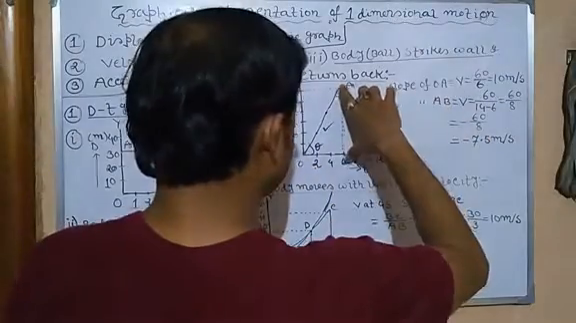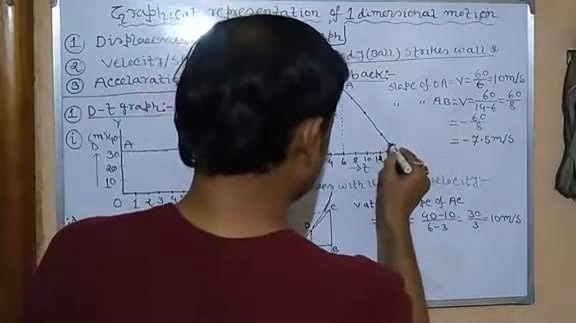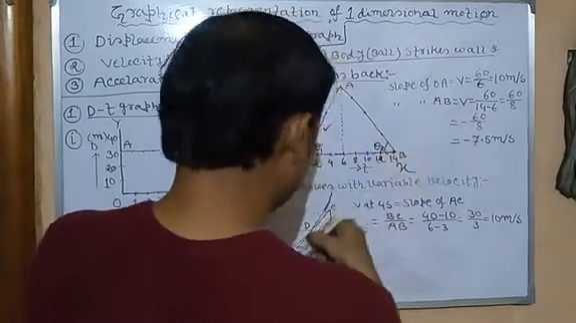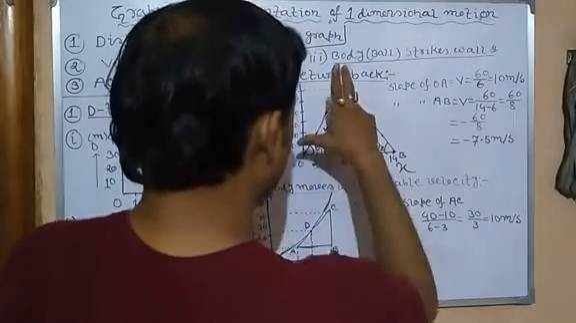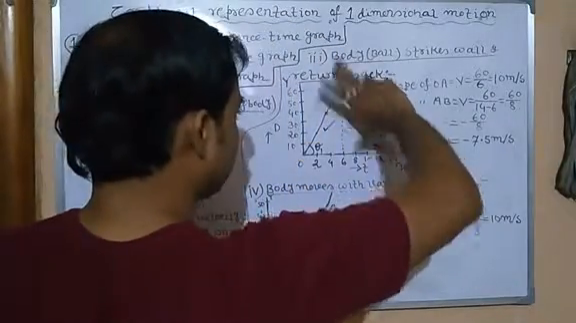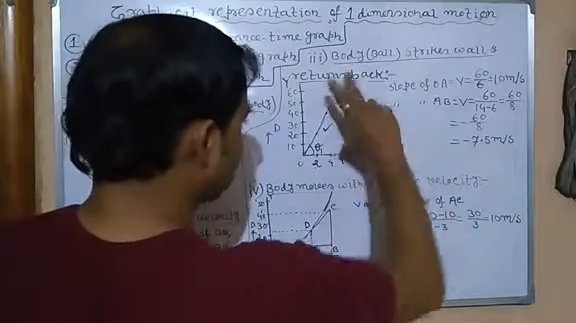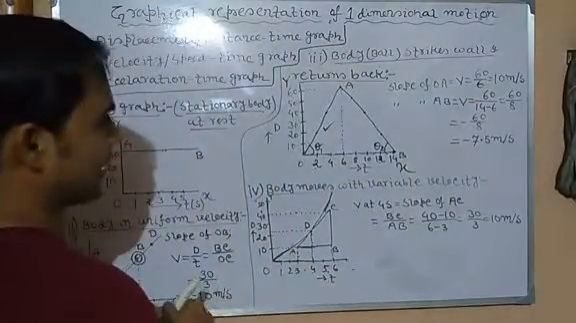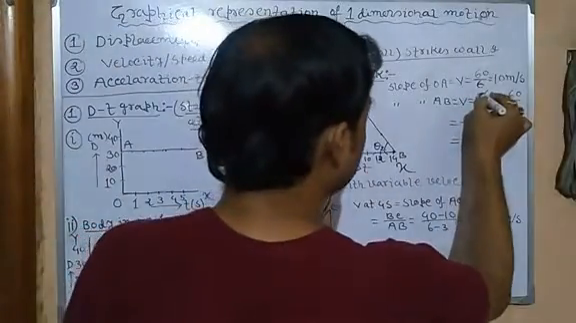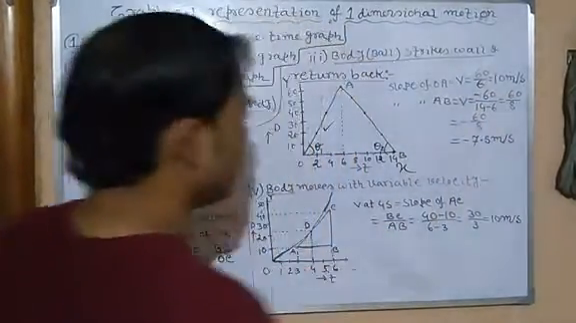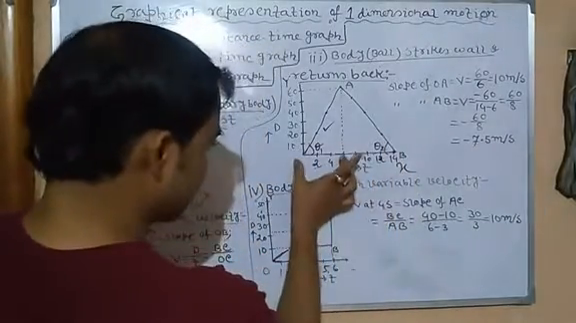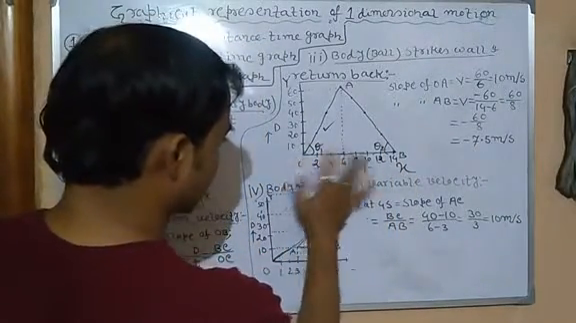Now here, it is theta 1 and theta 2. So now its slope: first slope OA, now slope AB. Tan theta is equal to perpendicular by base. It is again 60, but here we write 0 minus 60, a minus sign, since it is in the opposite direction. So minus 60 divided by time. Initially it was 6 seconds, that is 6 minus 0.